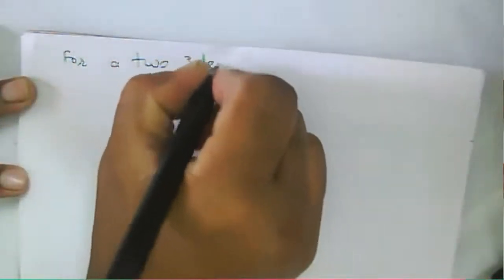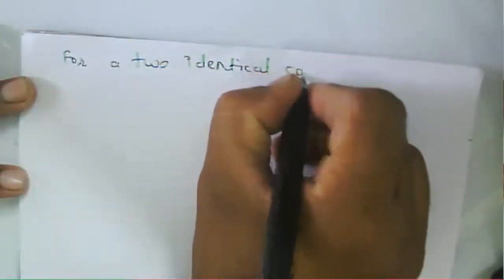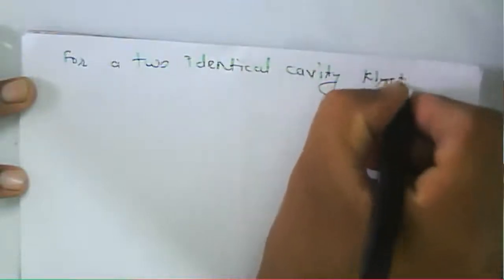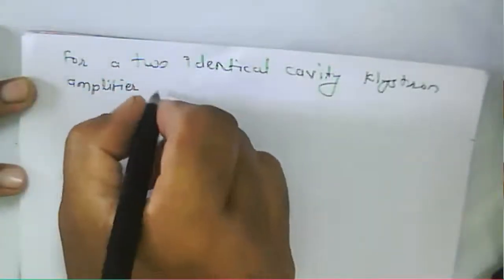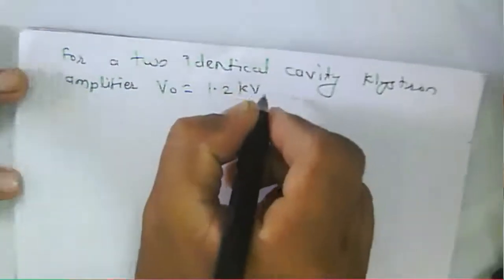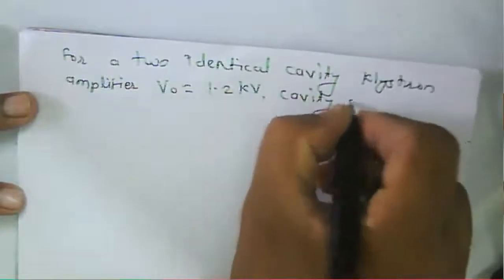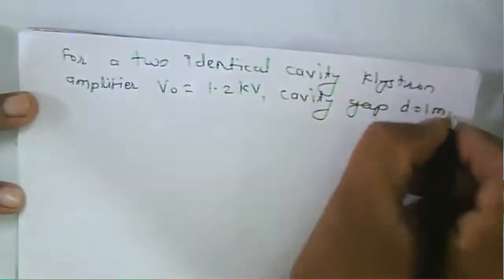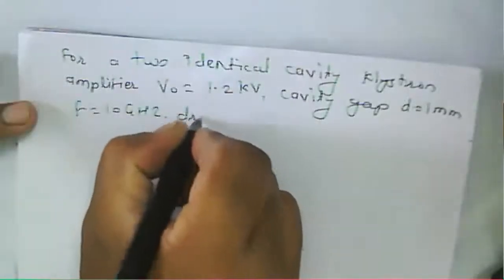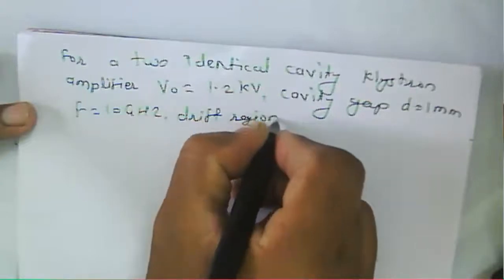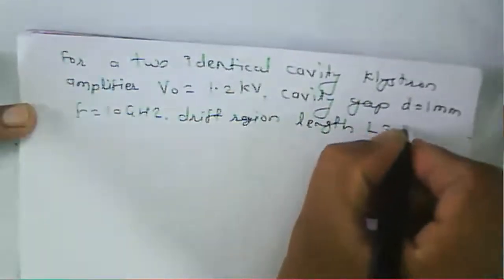Next one, for a two identical cavity klystron amplifier, V0 is 1.2 kV, cavity gap d is equal to 1 mm, f is equal to 20 gigahertz, drift region length L is equal to 5 centimeter.